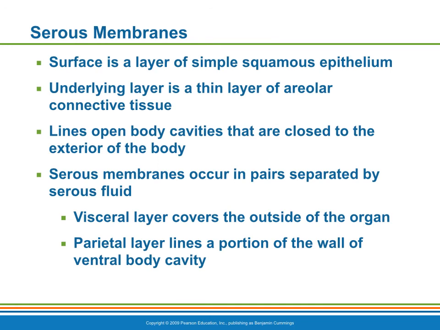Last but not least, we have the serous membrane. The serous membrane is a double-layered membrane that lines body cavities. And in between those double layers is a serous fluid. Now we have a particular layer which is called the visceral layer, which covers the organ surface, and the parietal, which lines the body cavity. And the space in between is filled with fluid.